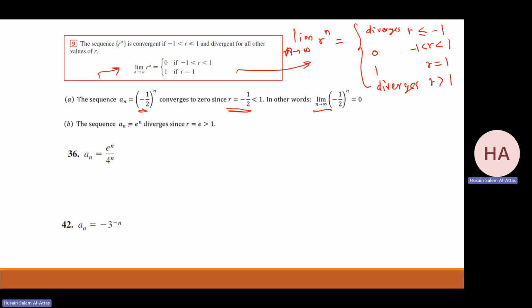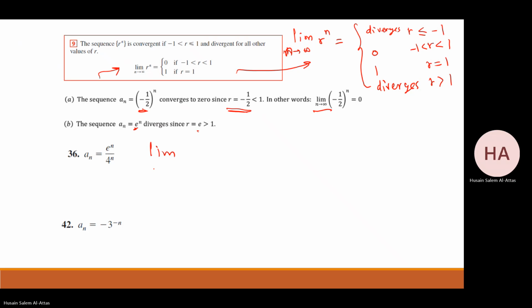That's it. Now it comes to this. e is greater than 1. e is 2.7 something, who cares? Now this will be greater than 1. So which case am I in? I am in this case, so it will diverge. Now these are from the book.